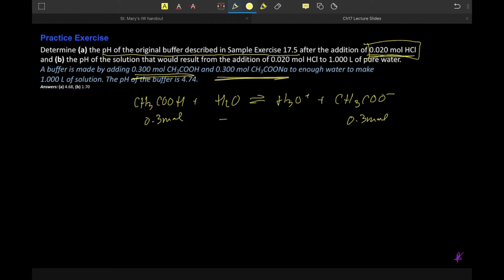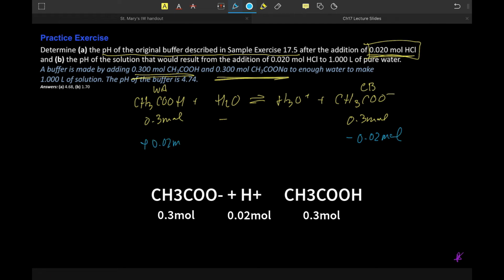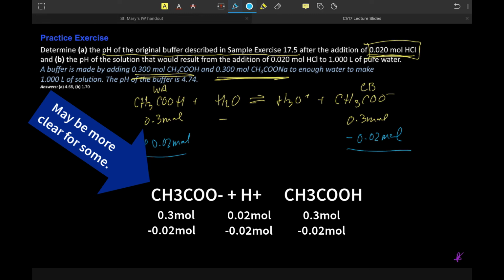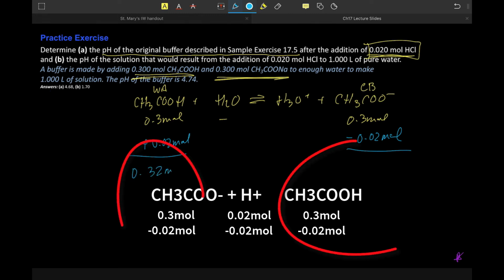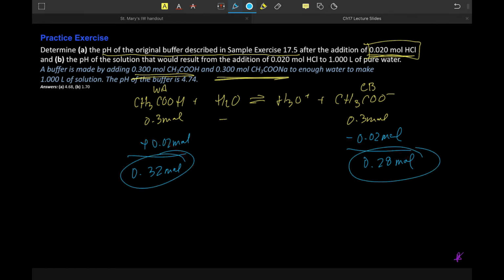What gets consumed? And let's label these. So this is my weak acid, and this is the conjugate base, protonated versus the deprotonated. If I'm going to add HCl, which version is that going to react with? Correct. So we are going to minus 0.02 moles here. We're going to add 0.02 moles here, which means that now I have 0.32 moles and I have 0.28 moles over there. And those are the new concentrations that we can go plug into our K expression.